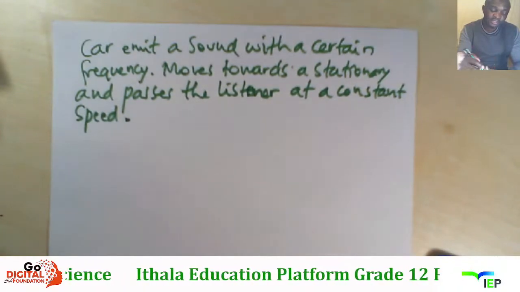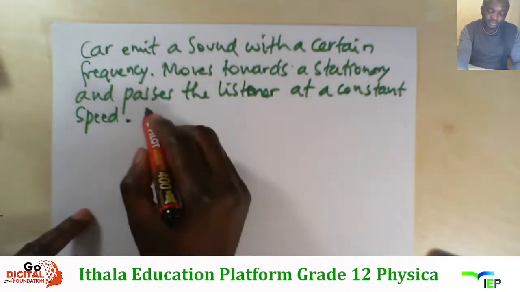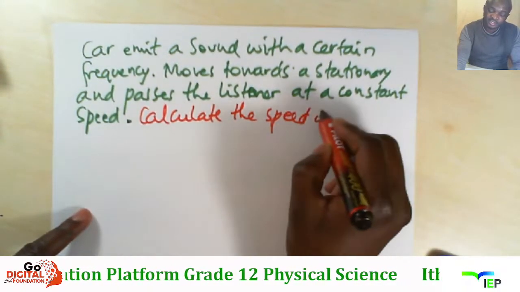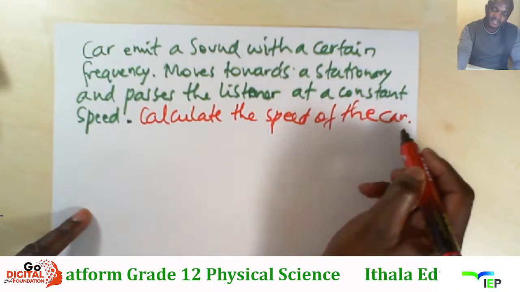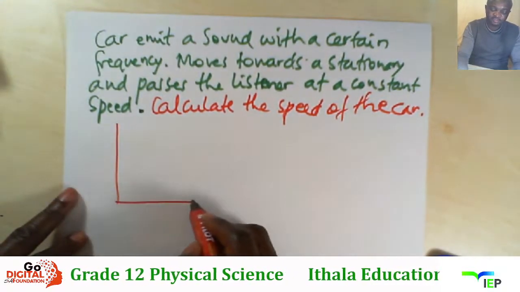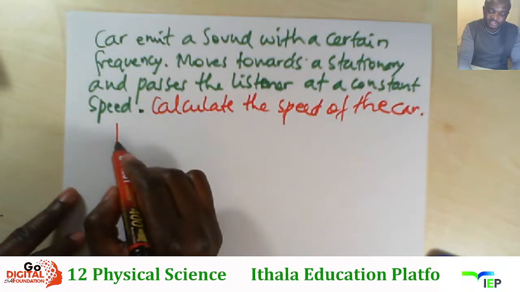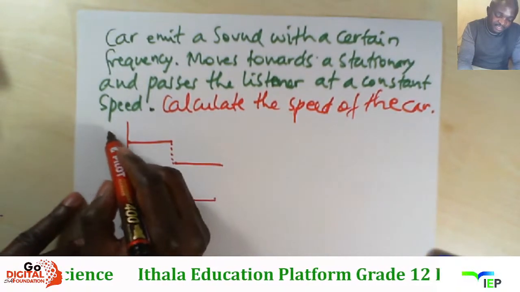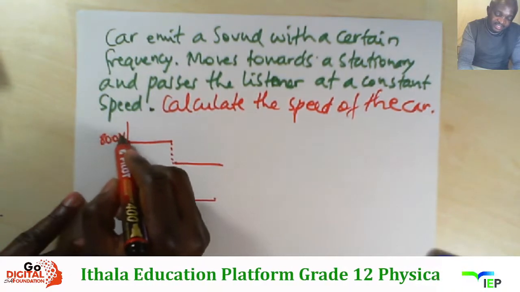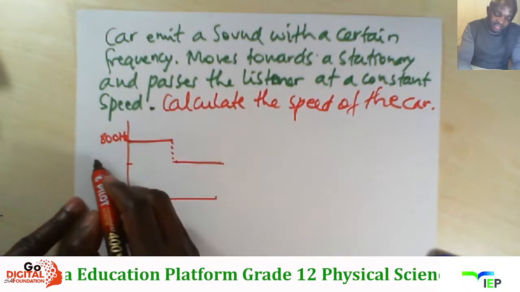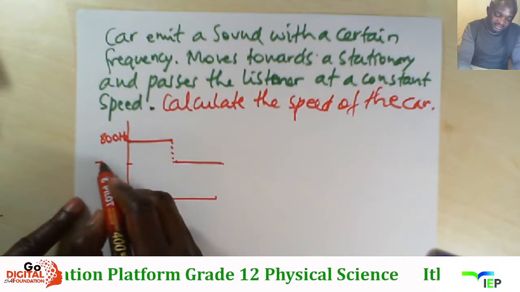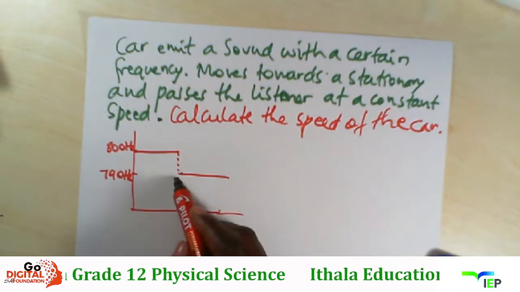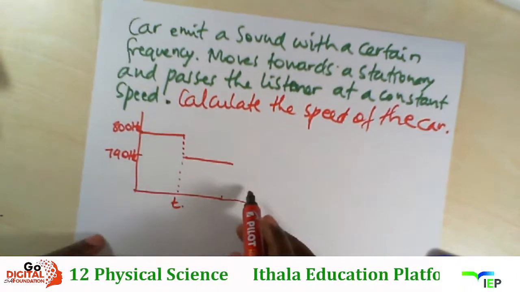Then what they will give you is, it says calculate the speed of the car, right? Now you are given a graph that the listener records. Right, let's say here you get maybe 800 hertz and here 740 hertz. Right, so what does it represent? Maybe it says time t. What does time t represent?